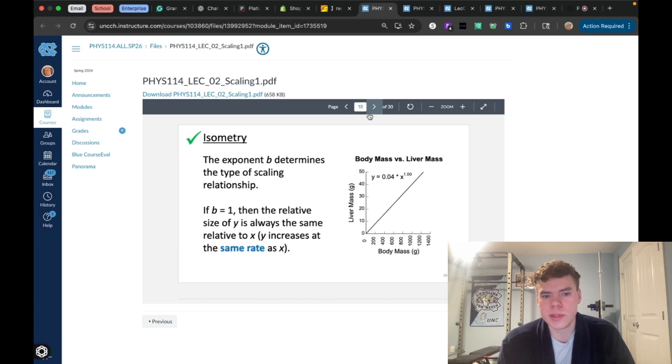The exponent b determines, if b equals 1, then the relative size of y stays the exact same. Yep. So I'll say isometry is b equals 1, aka just a linear line.